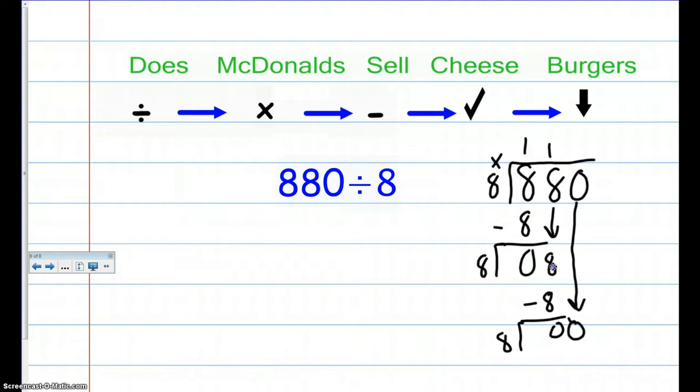So, how many times does 8 go into 0? 0. What is 8 times 0? 0. What is 0 minus 0? 0. Do I have a remainder? No. So I am done. Please make sure that you still go through all those steps. Even though you're doing a whole bunch of zeros, you have to go through the steps. Otherwise my answer would have been 11 here.